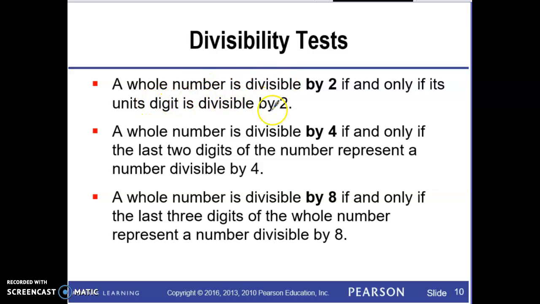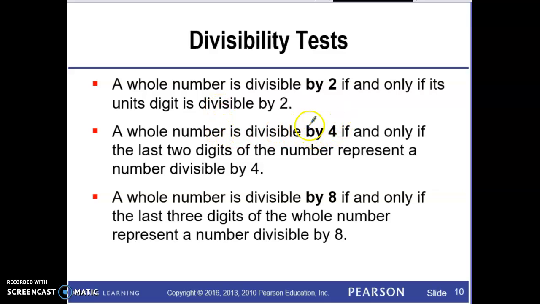So if the ones place is divisible by 2, well, in the last video, what kind of numbers did we learn were divisible by 2? Even numbers are divisible by 2. So basically what this is saying is a whole number is divisible by 2 if the number is even. So we only have to consider the last digit.